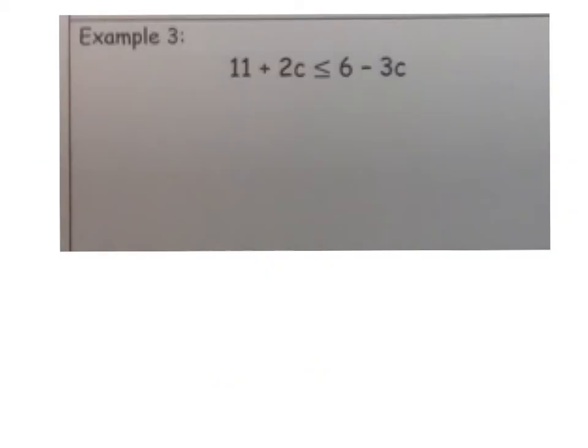Example 3, 11 plus 2c is less than or equal to 6 minus 3c. I'm going to add my 3c so I can keep my variables positive. I have 11 plus 5c is less than or equal to 6.